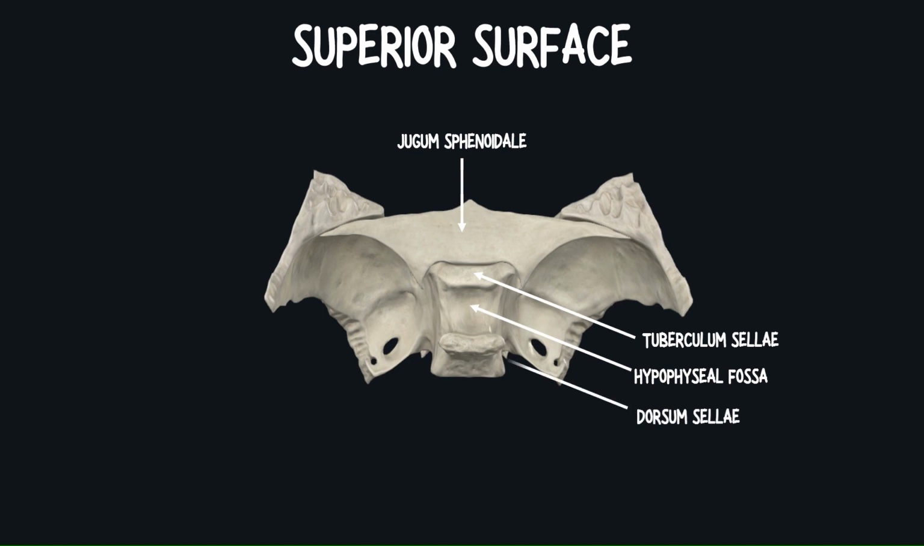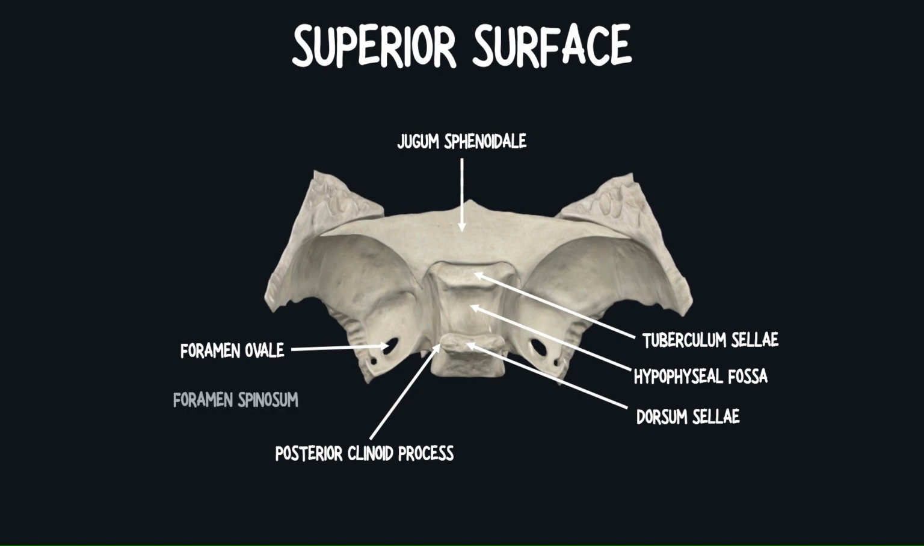Dorsum sellae forms the posterior wall of the sella turcica, where we can find the posterior clinoid processes, which give attachment to the tentorium cerebelli and the dura, forming the floor of the hypophyseal fossa. The foramen ovale that transmits the mandibular nerve, a branch of the trigeminal nerve, and the foramen spinosum that gives passage to the middle meningeal artery and vein, and the meningeal branch of the mandibular nerve.